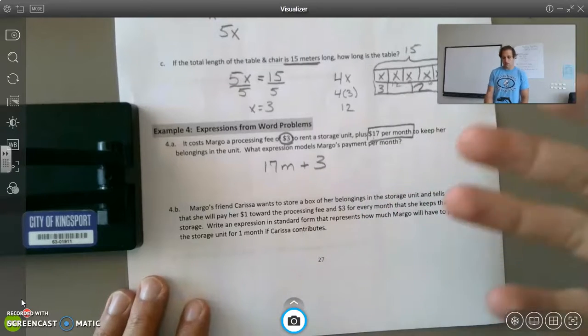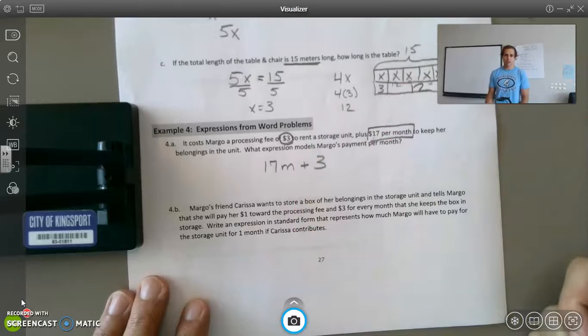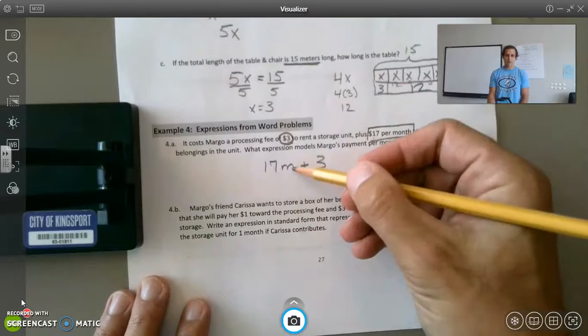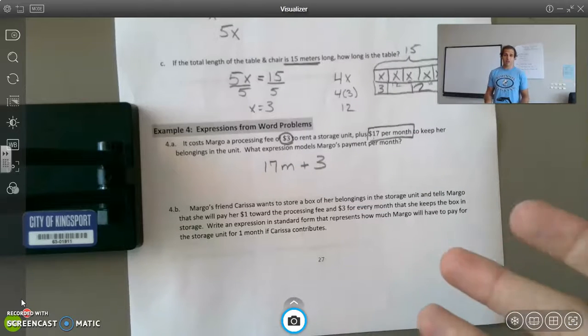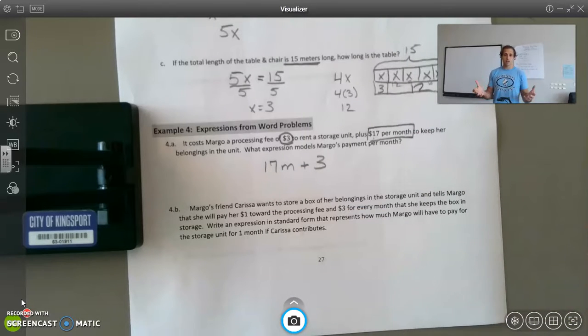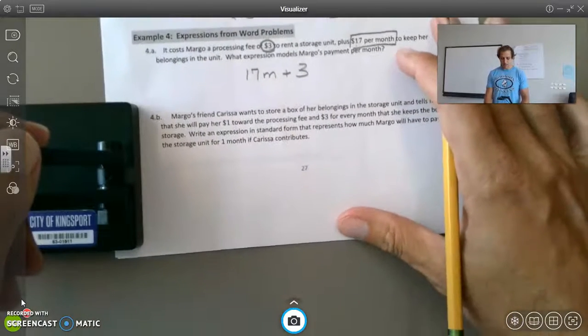And we could substitute in a number of months to find the cost. 10 months, substitute in 10. That's $170 plus 3, $173 for 10 months. We could substitute into this expression to evaluate what it would actually cost for a certain number of months. We've modeled it with an expression. Okay, let's come down to the bottom.